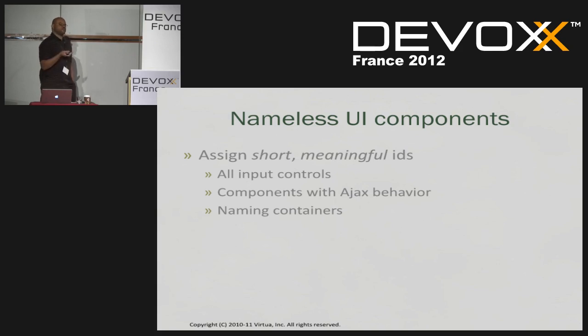So what you want to do, if you have a naming container, is to give it an ID, and you want to make it as short as possible. Okay, because you don't want some long ID prefixed to every single row in a data table or every control in your form. So that's important to keep in mind. The most common thing is really a data table and a form.